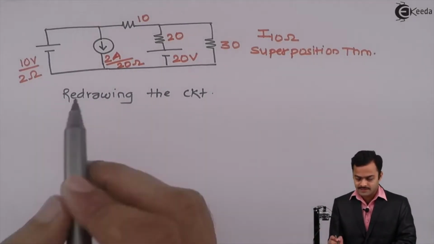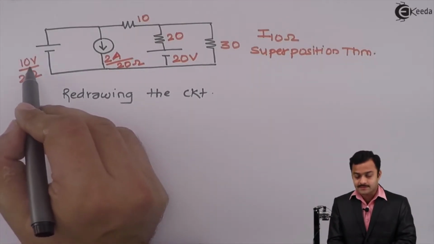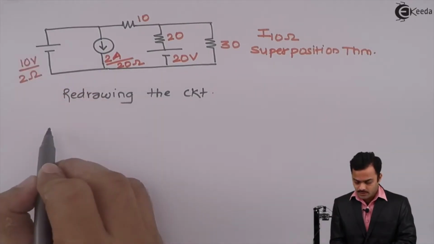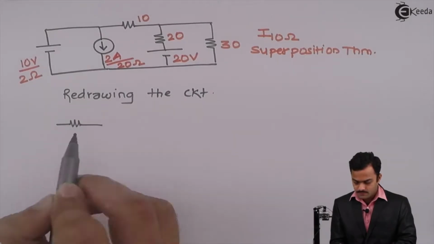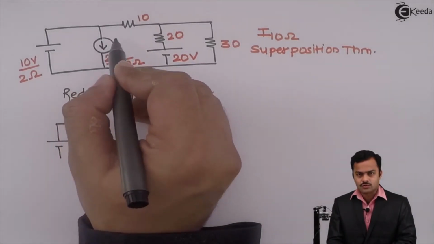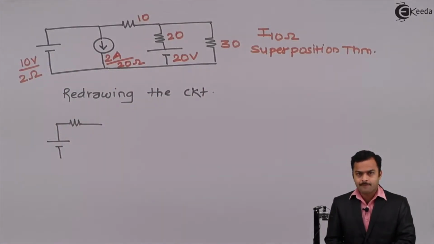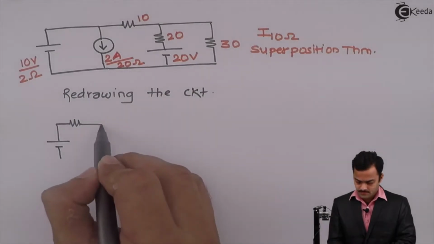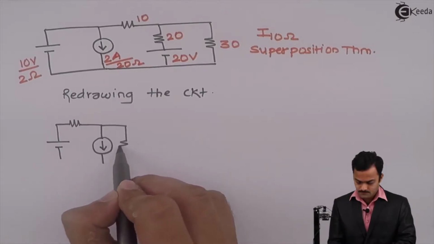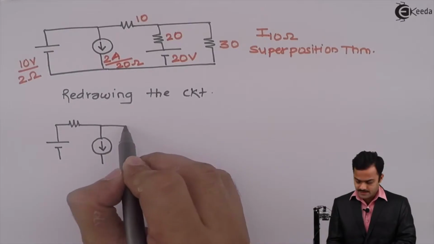So the circuit will look like this. We know for a voltage source, internal resistance is in series with the voltage source. So actually this part I can draw like this. Same is the case with this current source. But we know for a current source, internal resistance is parallel to the current source. And then rest of the part of the circuit will remain as it is.